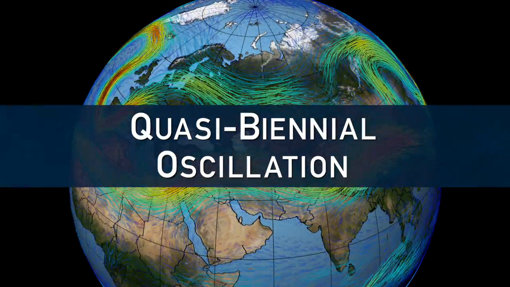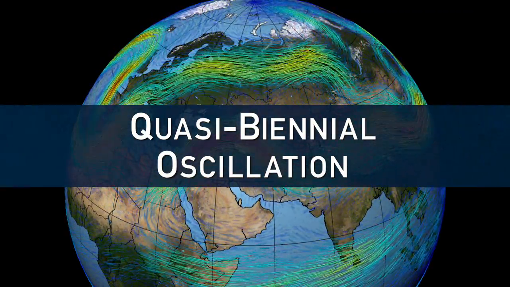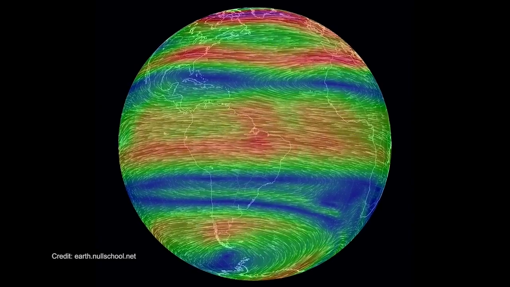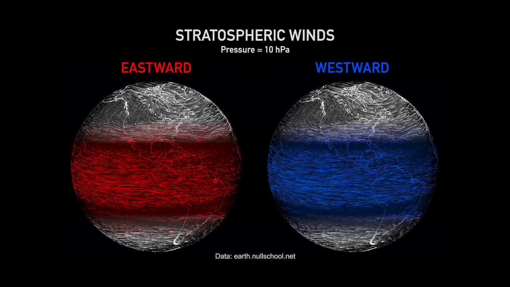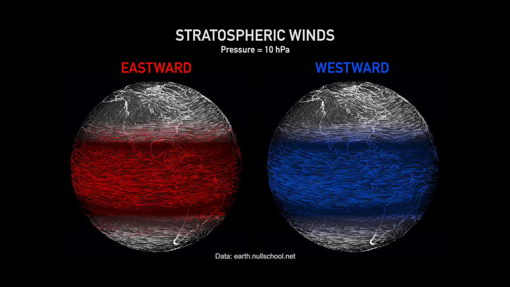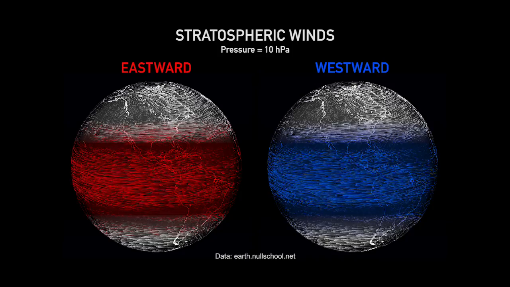The Quasi-Biennial Oscillation, or the QBO, on Earth is an equatorial phenomenon in the stratosphere where the winds are changing direction approximately every 2 years. Depending on which phase the QBO is in, eastward or westward, the temperature signal corresponds to that. So it's warmer in the eastward phase and cooler in the westward phase.